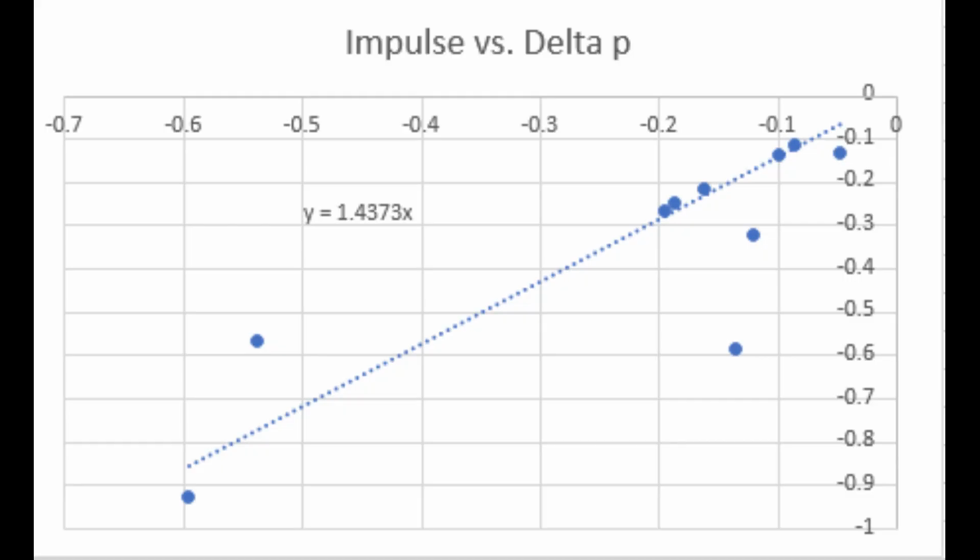Here is the graph in which we plotted our measured values of impulse on the x-axis and our measured values of change in momentum on the y-axis. Clearly, our slope of 1.4373 is not accurate to the expected value of 1. After much consideration and testing, we discern the cause of this error to be variations in the reading of the force probe. We go into more detail about this source of error and others in our lab report.